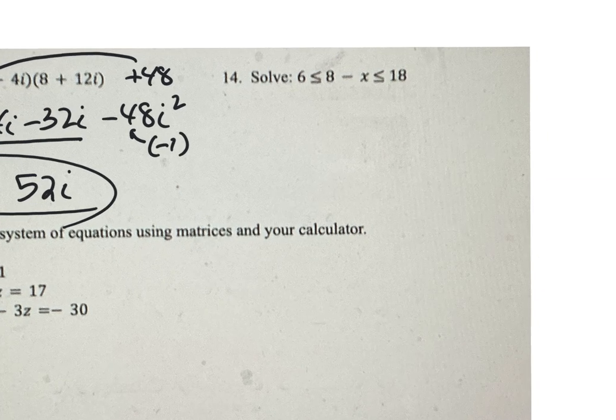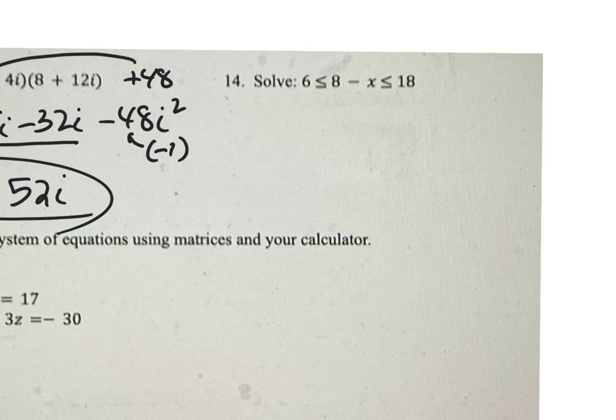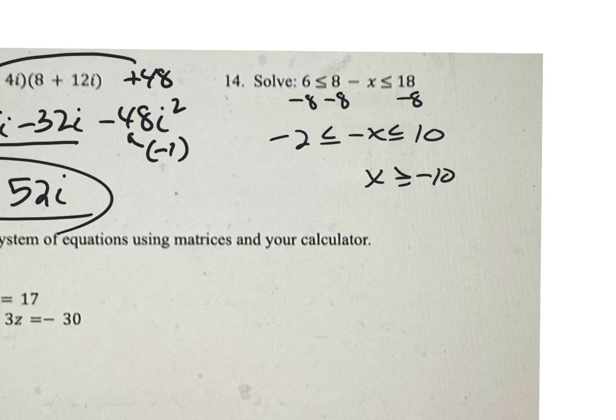Two more. 14. 14, first of all, I got to subtract 8 from all three sides. I'm trying to isolate that x. It's a negative x, though, so be careful with that. 6 minus 8 is negative 2. Now, to make a negative x become positive x, I'm really about to divide all three sides by negative 1. Don't forget, when you divide by negative, you flip the signs. So I get that right there. So my answer is greater than negative 10 and less than 2. You can write that like this in your brackets. It's brackets because there are equal signs there.